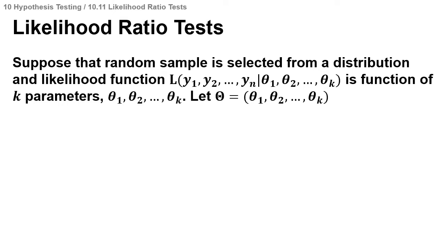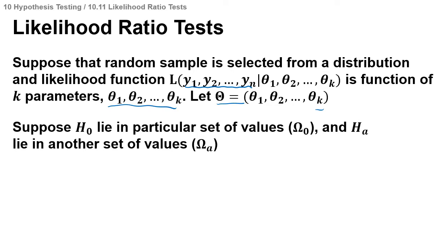Suppose that a random sample is selected from a distribution and the likelihood function L is a function of k parameters from theta 1 to theta k, and let capital Theta denote theta 1 to theta k. Because y1 to yn are given, the likelihood L is a function of theta 1 to theta k. Suppose H0, the null hypothesis, lies in a particular set of values, and the alternative hypothesis lies in another set of values.